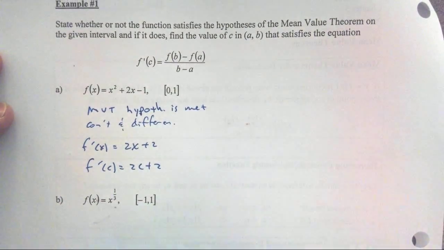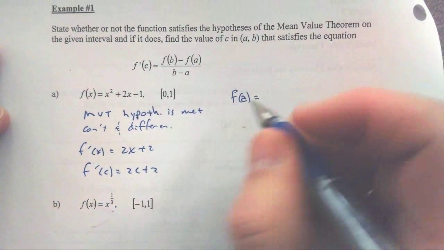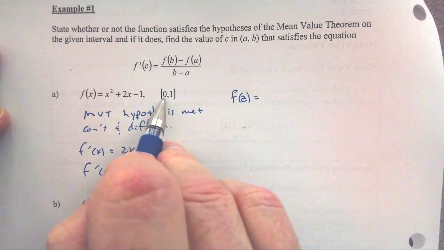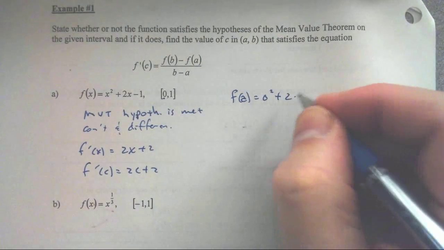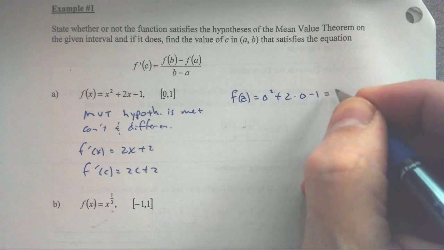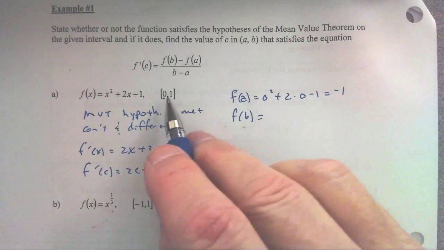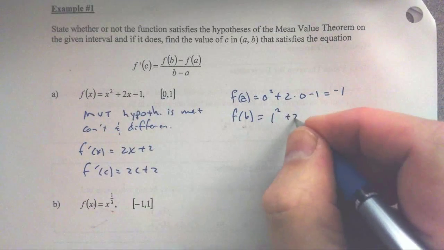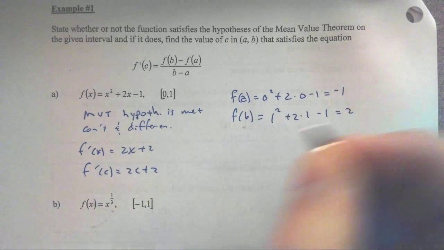Okay, so I need to find f of a. F of a is 0, our starting point, 0 squared plus 2 times 0 minus 1, or negative 1. F of b is 1 squared plus 2 times 1 minus 1, or 3 minus 1, 2.